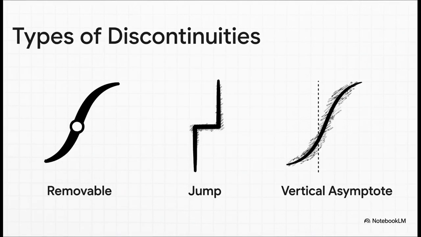Now, when a path isn't continuous, we say it has a discontinuity, and limits help us describe these breaks. There's a removable one, which is just our simple hole in the path. Then you've got a jump discontinuity, where the path literally breaks and you have to jump up or down to get to the next piece. And finally, there's a vertical asymptote, which is like a cliff edge. The path just shoots up or down towards infinity as it gets closer.